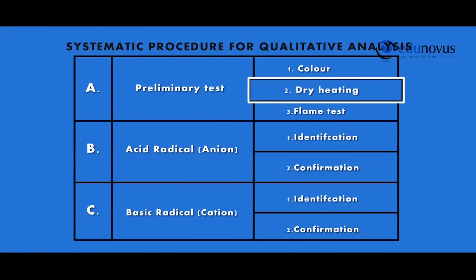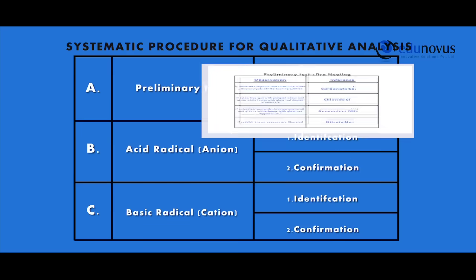Dry heating. In dry heating test, we heat small amount of salt in a dry test tube. We can gather quite valuable information from this test. On heating, some salts undergo decomposition and evolve gases, or they may undergo characteristic changes in the color of residue. So, let us perform the dry heating test on the salt.